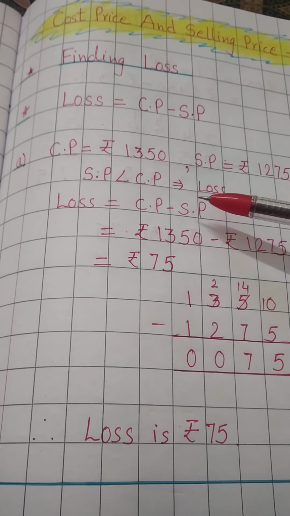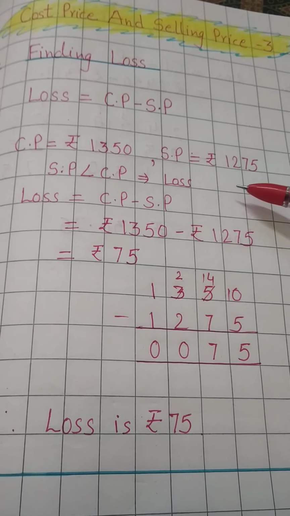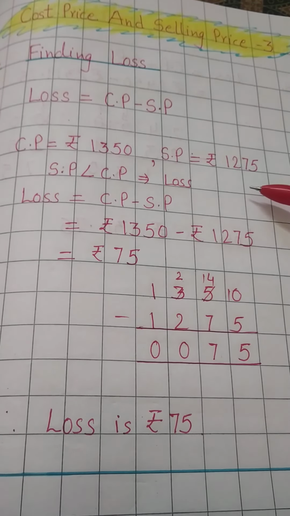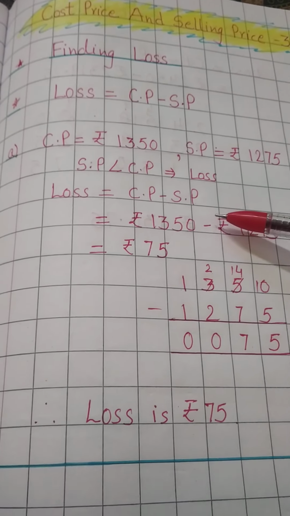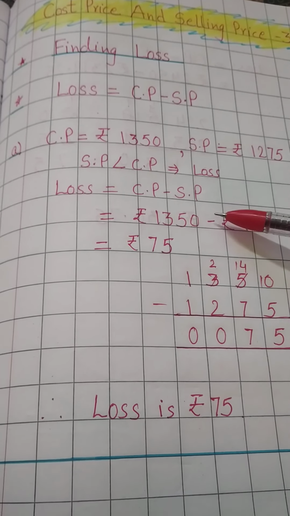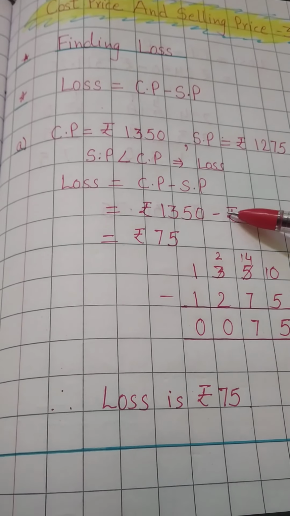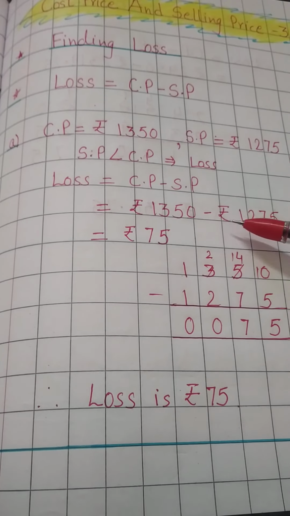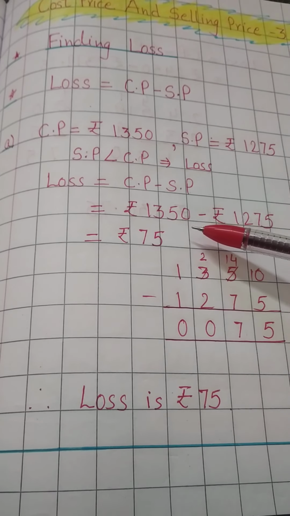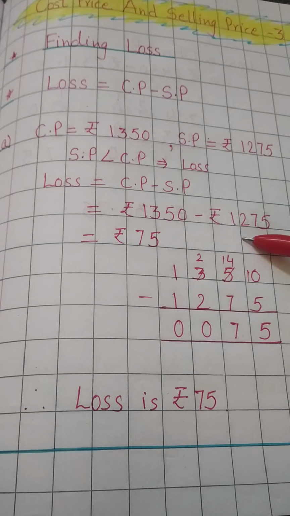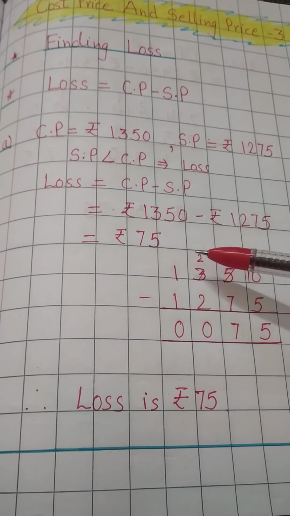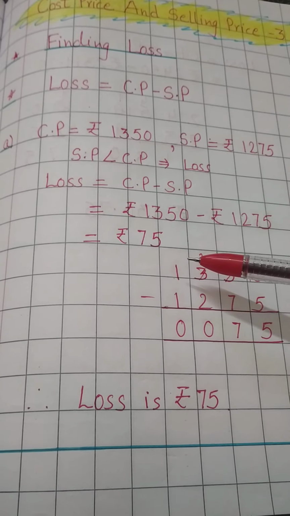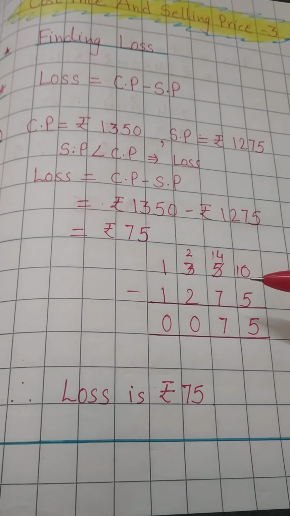Then the question is: cost price is rupees 1350 and selling price is 1275. Read the whole amount. As I have told you, when selling price is less than cost price, that means loss, and we use the loss formula. So we will put in the values: cost price 1350 minus 1275. If we subtract, the answer will be 75, right?